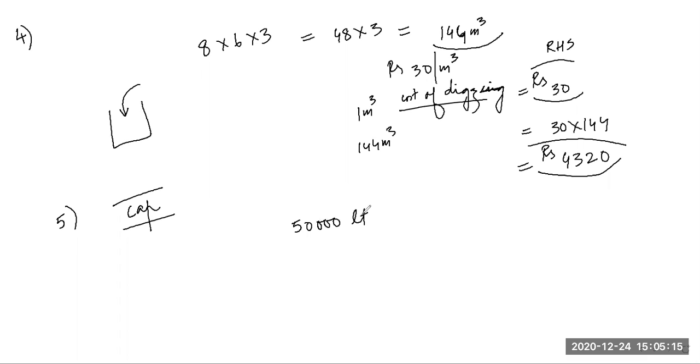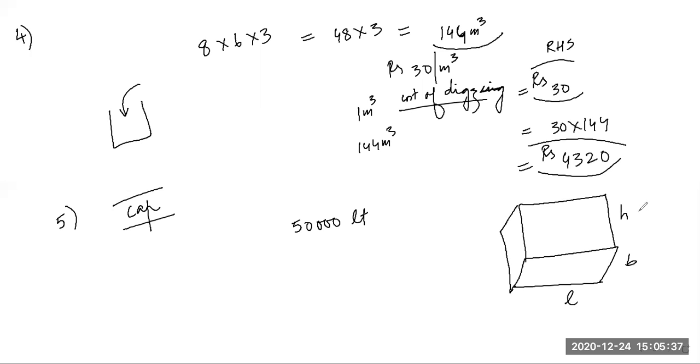Capacity of cuboidal tank is 50,000 liter. This is the capacity. Find the breadth of the tank. This is length. This is the breadth. We want to find out the breadth of this tank. If its length and depth, so depth is the height, depth is 10 meter and length is how much? 2.5 meter. Beautiful.